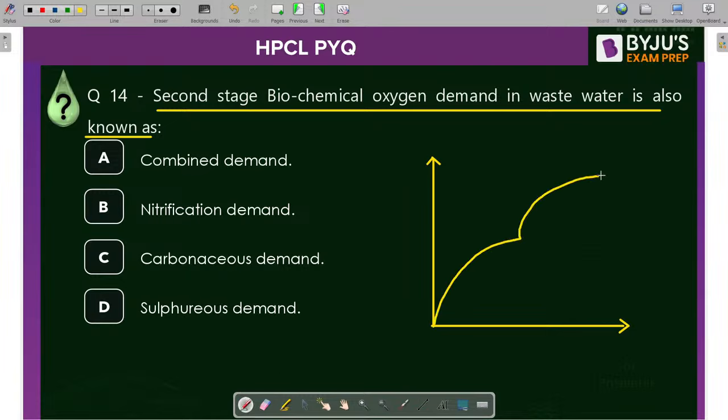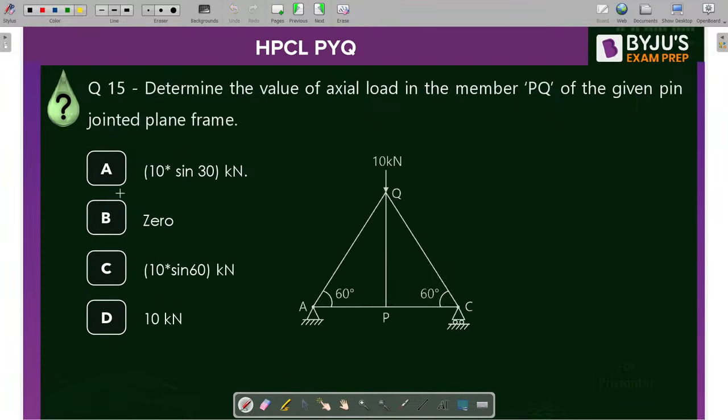Now you are able to give the answer correctly. Tell me, guys. It is nitrification demand. The first stage BOD is your carbonaceous demand, and the second stage is nitrogenous demand or nitrification demand. So carbonaceous BOD, CBOD, and this one is nitrogenous BOD, NBOD. Clear? So that's why B is the correct answer for the problem.